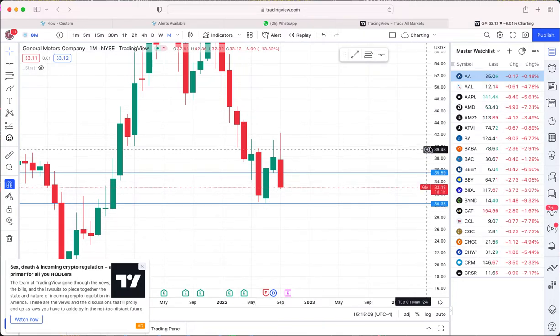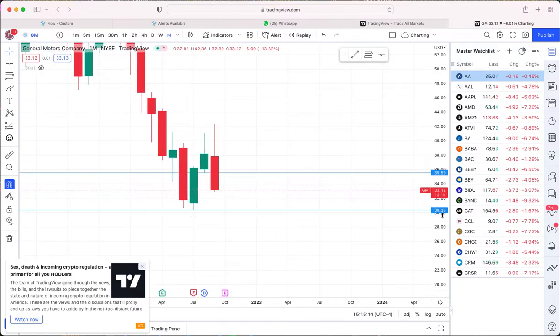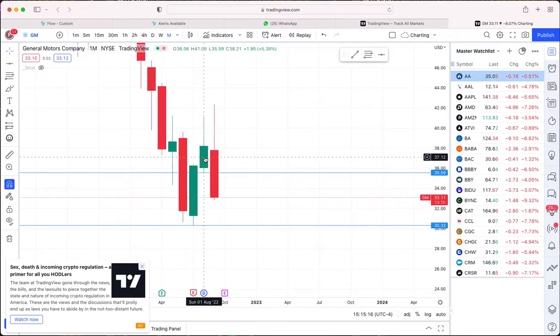Now, what we are looking at on this screen right now is a monthly chart. As we can see, this is the month of August. We have somewhat of an evening star in the month of August, but it's not as bearish as most other evening stars, right? But we still have to respect the selling pressure that we have over here. So this is the selling pressure.